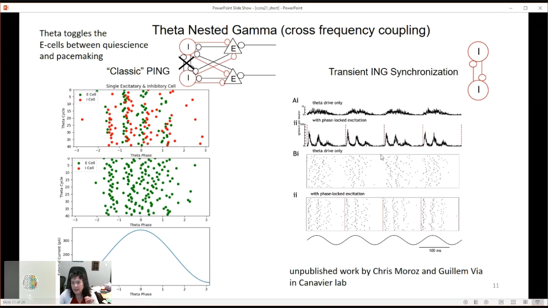But if you give it a strong excitation, some phasic excitation, which could happen, this was in the context of the medial entorhinal cortex, it could happen with stellate neurons firing on the upstroke of theta, then you do get transient synchronization. You can line them up for a while.